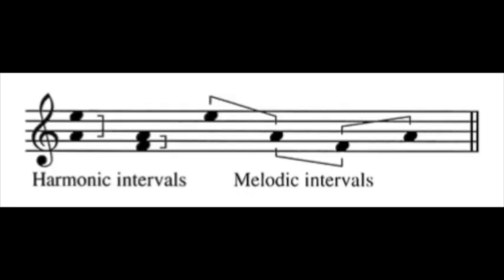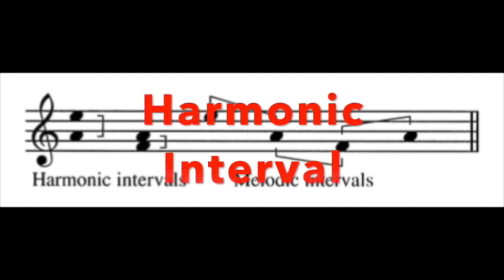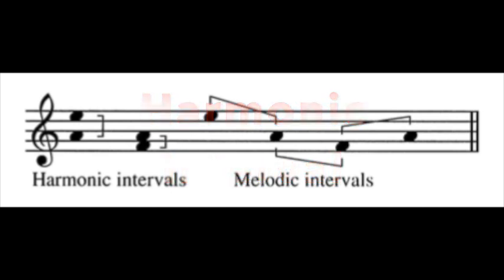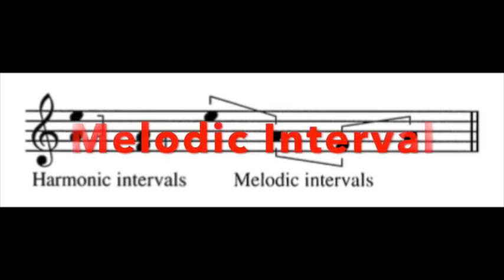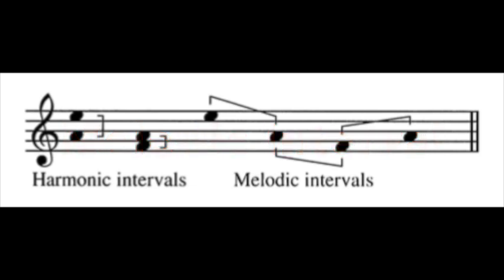Continuing on, intervals. An interval is the measurement of the distance in pitch between 2 notes. A harmonic interval results if the notes are performed at the same time, whereas a melodic interval occurs when the notes are played successively, as we can see here. The method of measuring intervals is the same for both harmonic and melodic intervals.